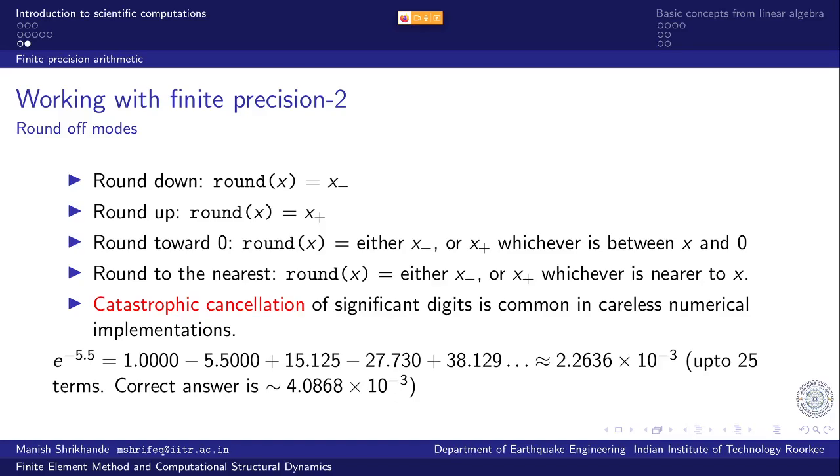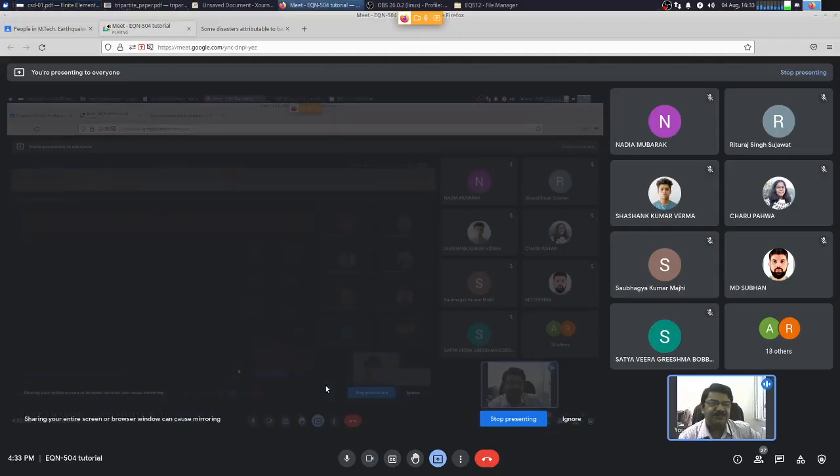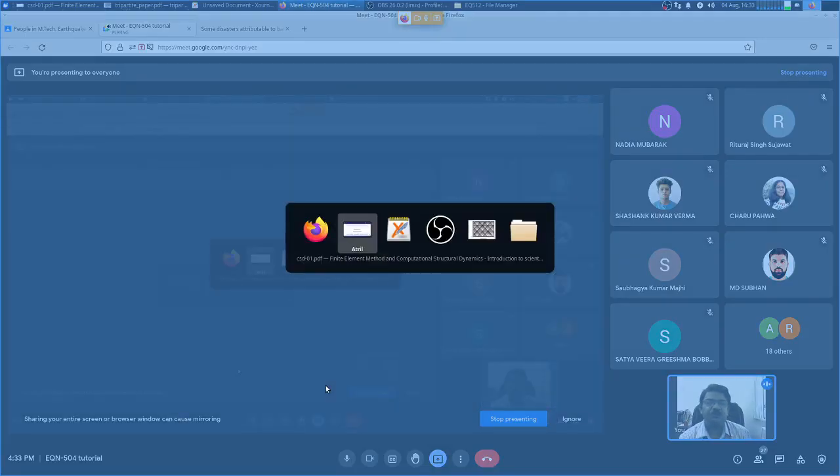So these are some of the issues, and you can of course explore this subject in greater detail. Scientific computation is a vast field, and a very, very interesting and exciting field. I will stop here. We will discuss in our next class some of the basic concepts of linear algebra, which will be useful for our approximate solution construction. So, any question?